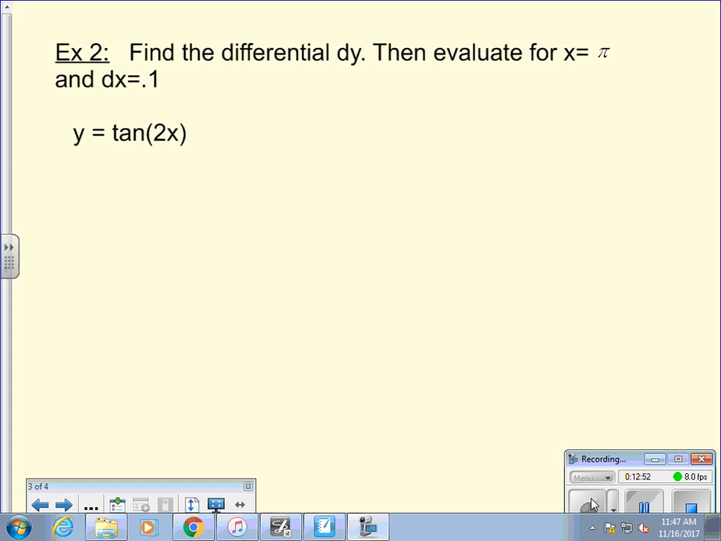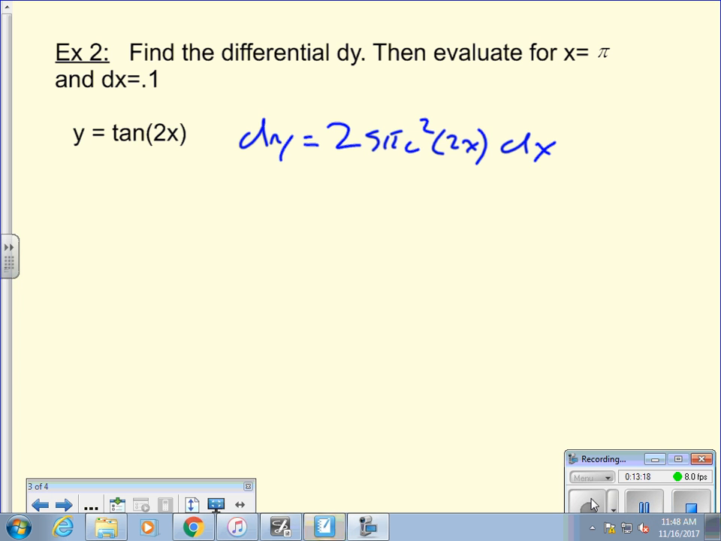Okay, first step, take the derivative. dy equals the derivative of the tangent of 2x. The derivative of the tangent is secant squared. The derivative of 2x is 2. Remember, this is a chain rule problem. So I get 2 secant squared of 2x dx.